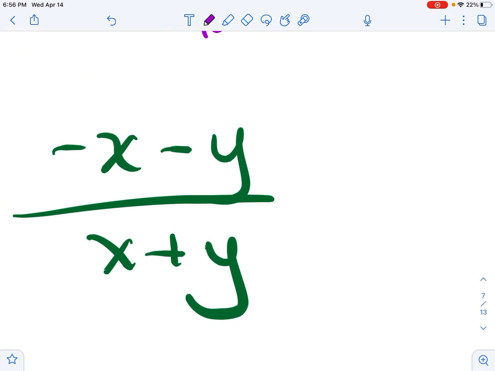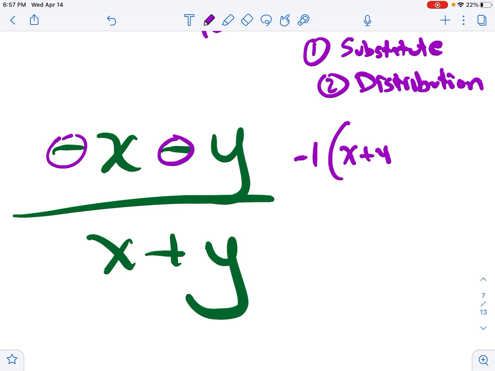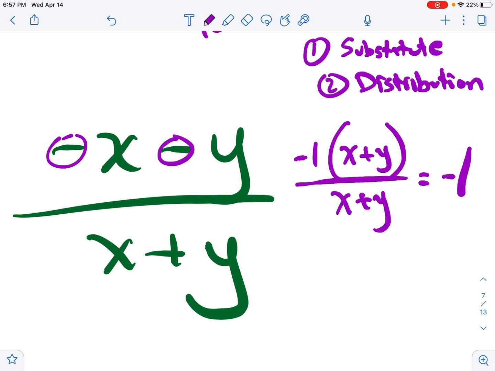All right, looking at this one. Weird. When in doubt, either substitute values or use distribution. Those are going to be your two tools here. So you could use distribution. Negative 1 times, let's see, I would pull out this negative and this negative, so times x plus y over x plus y. Sweet, this is just equal to negative 1.